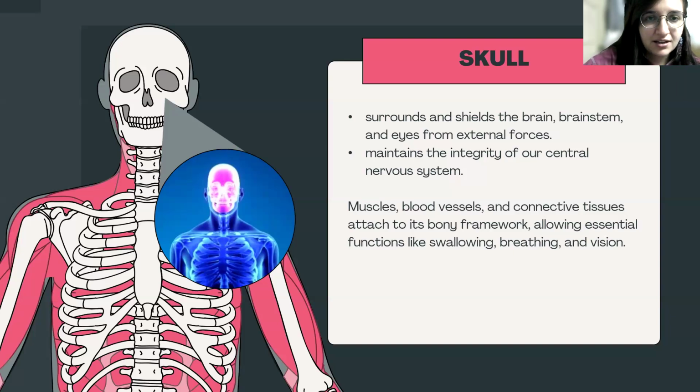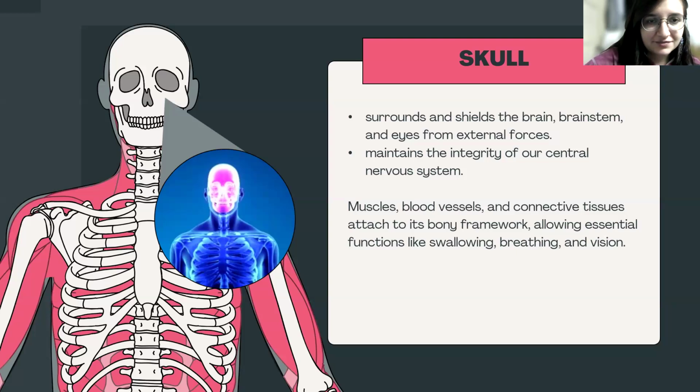Just keep in mind that it's very important to protect your skull, especially when you're driving a car or motorbike. It's important to wear the helmet because your skull is protecting your brain. And if you damage the skull and the damage reaches the brain, it can cause a lot of complications.